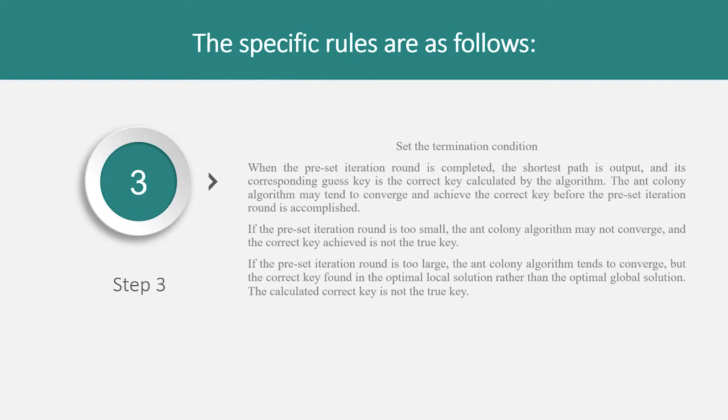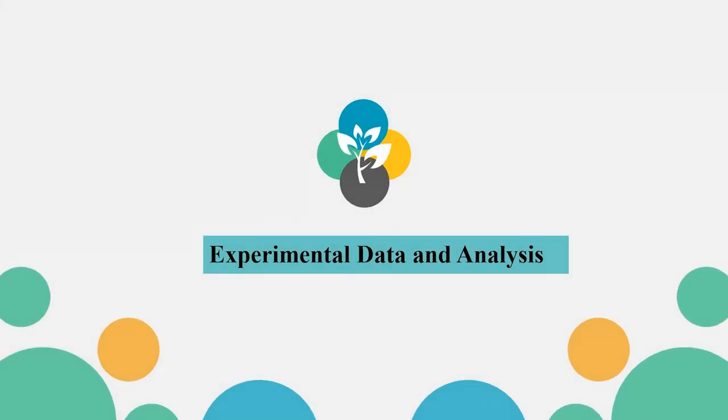The algorithm may tend to converge and achieve the correct key before the preset iteration round is accomplished. If the preset iteration round is too small or too large, the algorithm may or may not converge, and the key achieved is not the true key. Based on the ant colony algorithm, now is our experimental data and analysis.